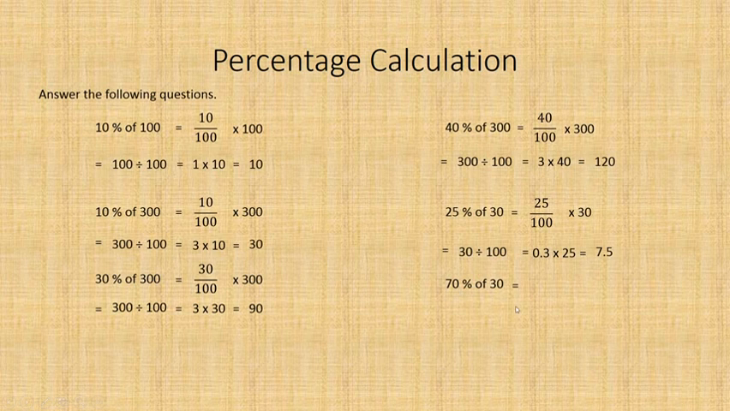70% means 70 over 100, and multiply by the number here, 30, and then divide 30 by 100, it's going to be equal to 0.3, and this 0.3 I'll multiply by 70. So 0.3 times 70, I will just ignore the decimal point and multiply normally, 70 times 3, which equals 210, and add one decimal place, so it's going to be 21.0, and I just ignore the 0 because it's meaningless.